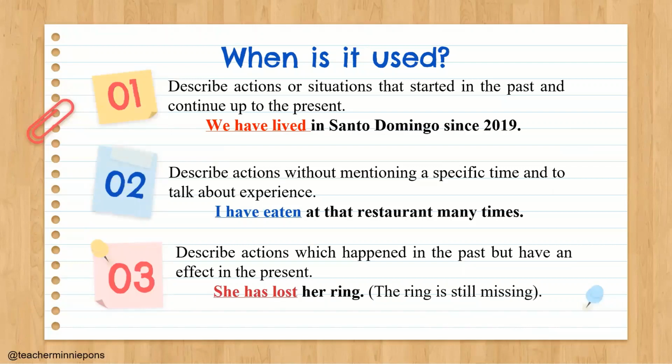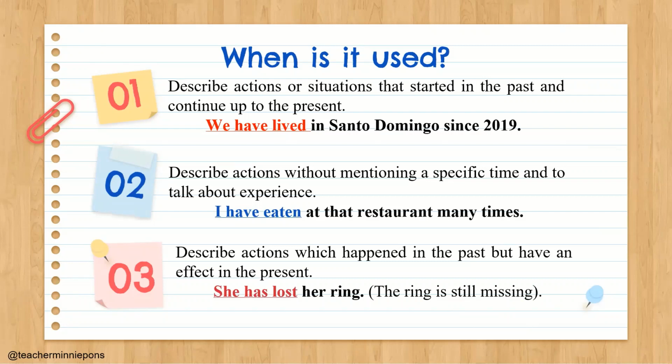When is the present perfect used? There are three main rules about the use of the present perfect. The first is to describe actions or situations that started in the past and continue up to the present. For example, we have lived in Santo Domingo since 2019. The second use is to describe actions without mentioning a specific time and to talk about experience.